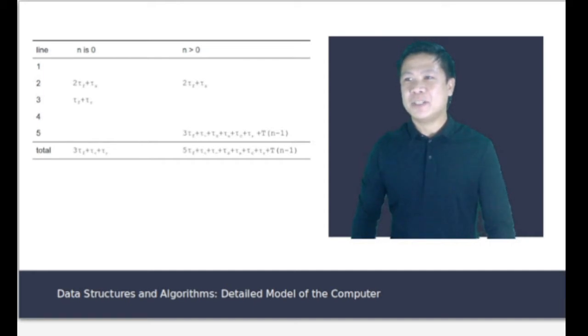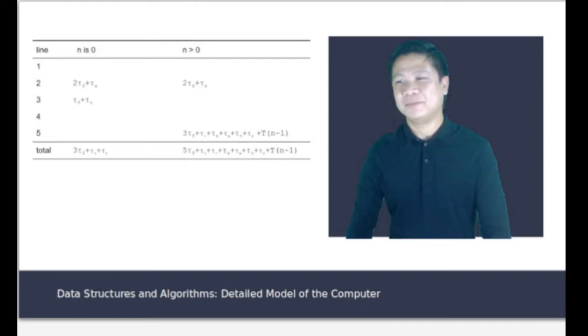If n is equal to 0, line 2 is executed and we get 2 times time f plus time s. And line 3, time f plus time r.